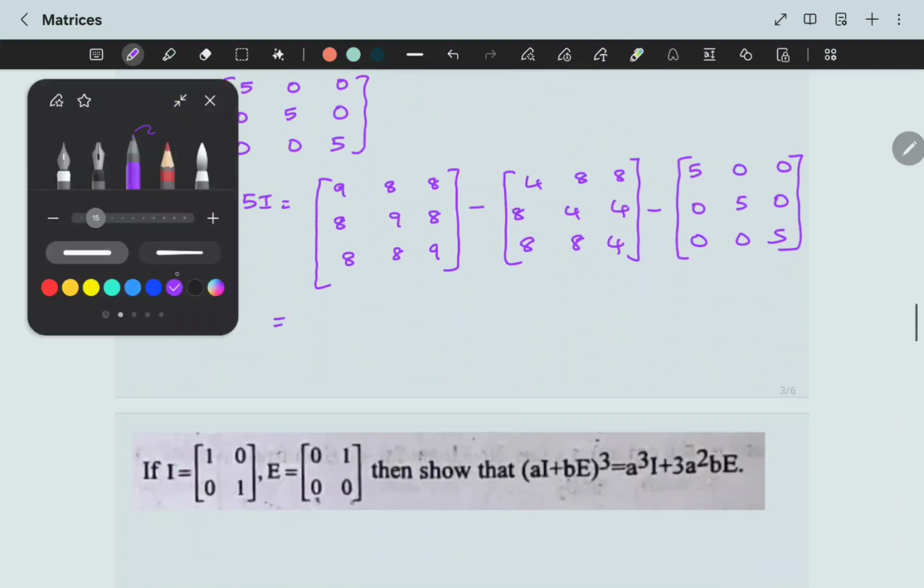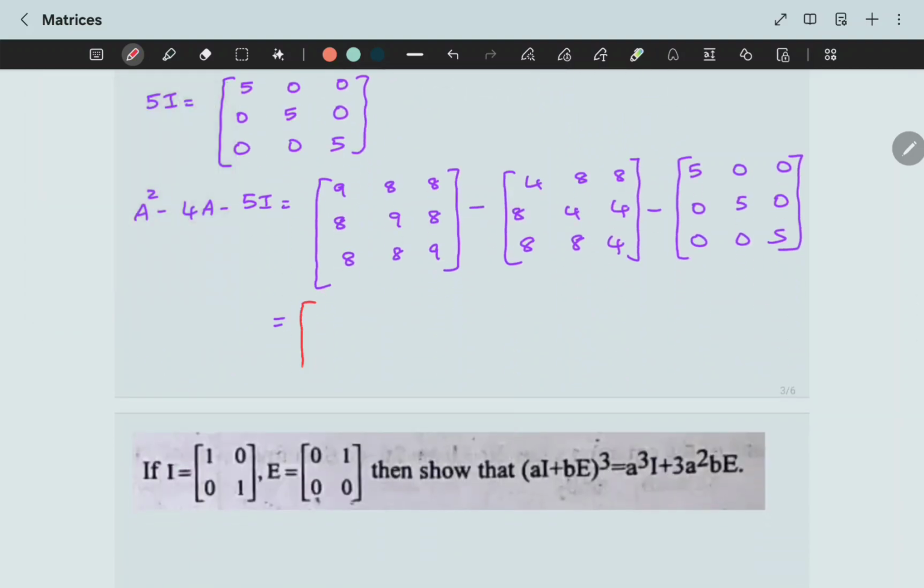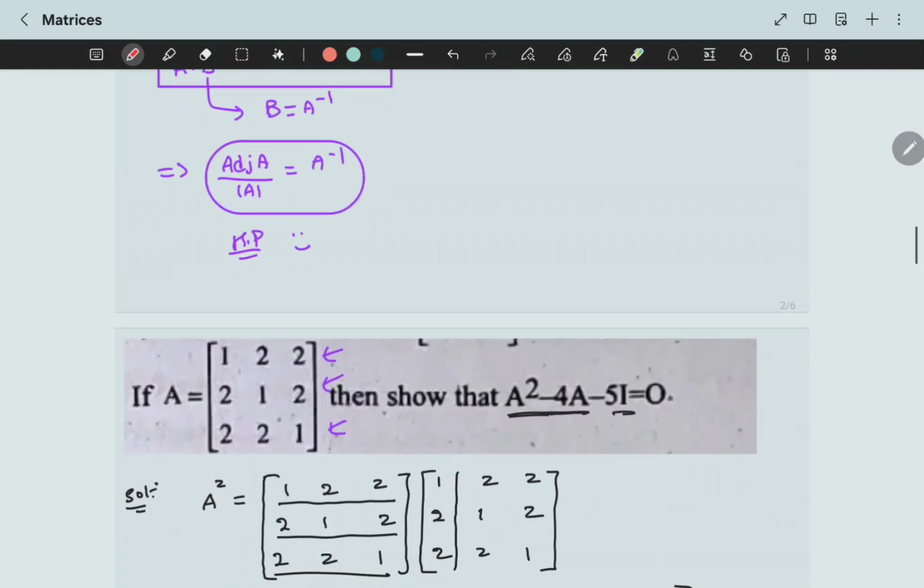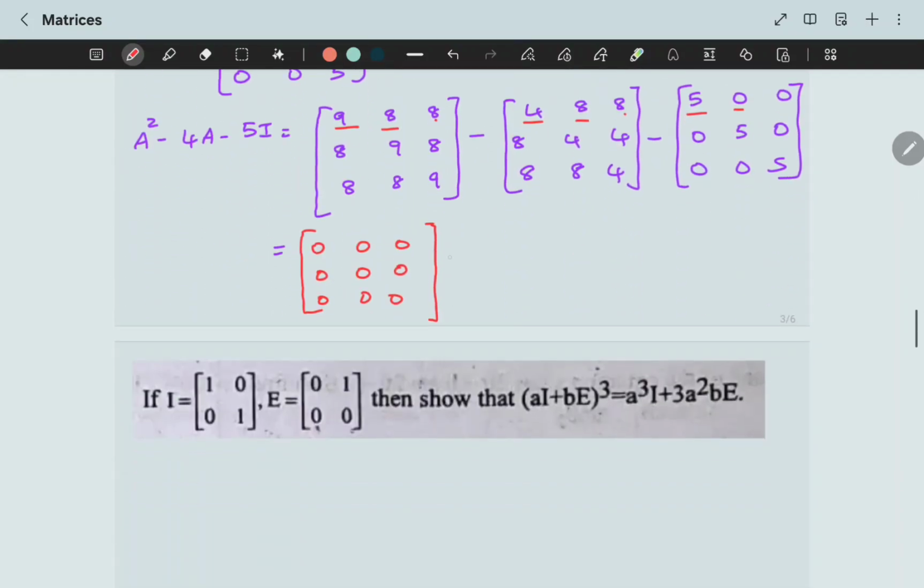ఇప్పుడు మనం ప్రతి ఎలిమెంట్ ప్రాపర్గా సబ్ట్రాక్ట్ చేస్తే క్వశ్చన్ అయిపోతుంది. ఫస్ట్ ఎలిమెంట్ 9 - 4 - 5, 0, రైట్. నెక్స్ట్ 8 - 8 0, 0 - 0 0. అలాగే ఇది కూడా 0 అయిపోతుంది. చెక్ చేసుకోండి, మిగతా అన్ని ఎలిమెంట్స్ 0 అయిపోతాయి. మనం ప్రూవ్ చేయాల్సింది అంతే అనుకుంటా, నల్ మ్యాట్రిక్స్. సో దిస్ ఇస్ ఏ నల్ మ్యాట్రిక్స్, హెన్స్ ప్రూవ్డ్.